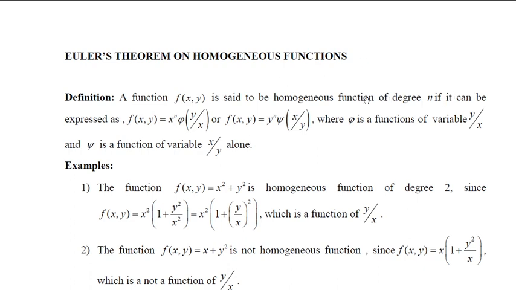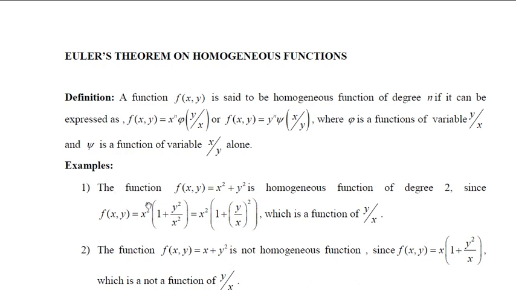of degree n if it can be expressed explicitly as a function of y by x into x to the power of n, or it can be expressed as a function of x by y into y to the power of n. Then we say this is a homogeneous function of degree n.